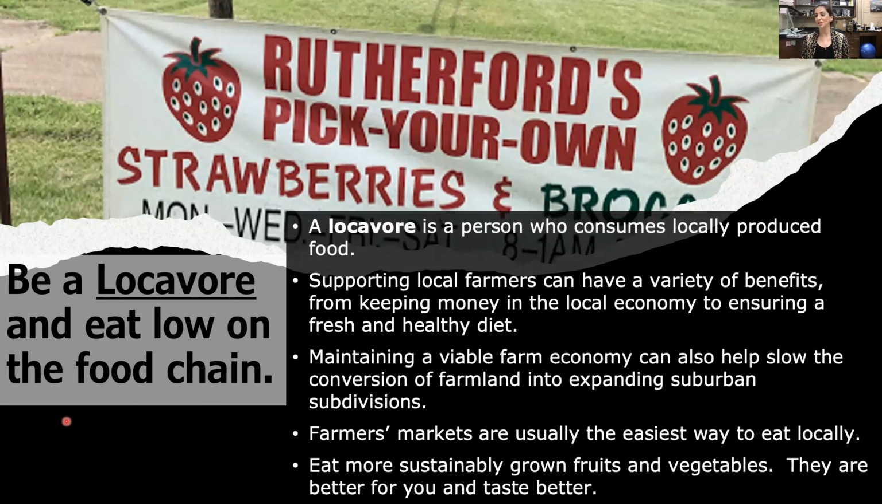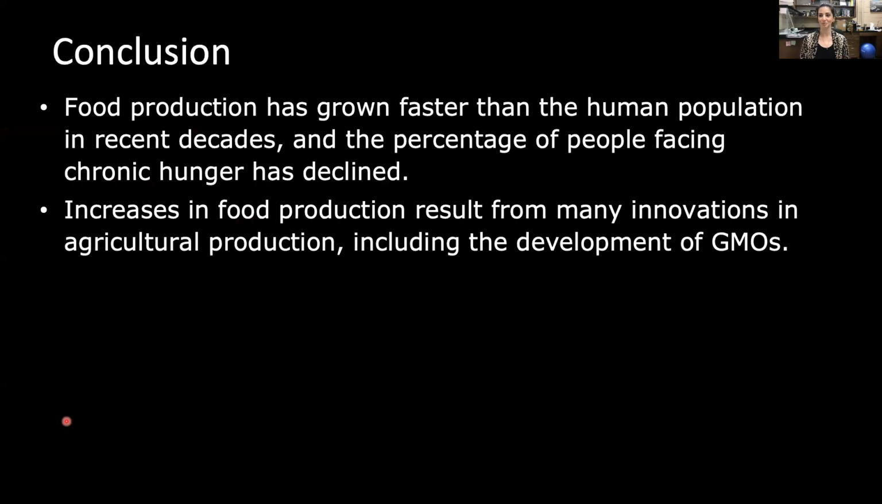Farmers markets are usually the easiest way to eat locally. If you have a local food co-op, that's another great way. There's one in the north part of Knoxville called Three Rivers. And finally, just give it a try. Eat more sustainably grown fruits and vegetables. They're better for you and they often taste better too.